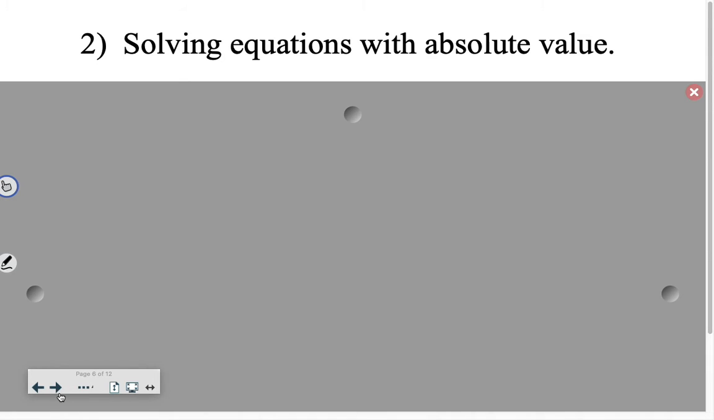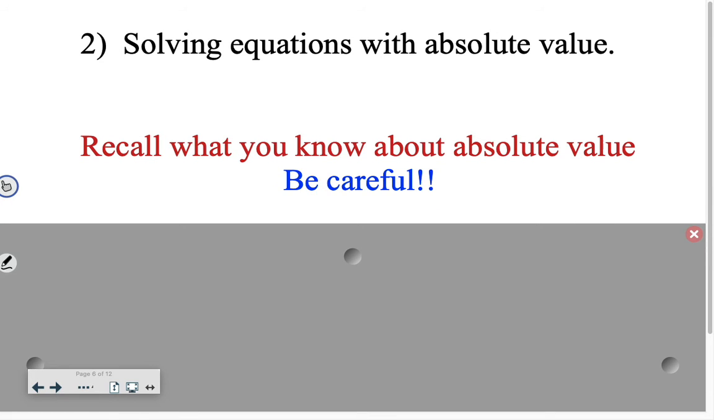Then we get into the second concept that we're going to take a look at, which is absolute value. We're going to put 2 parts here. Solving equations with absolute value. And we'll talk in just a second, recall what you know about absolute value. So first question, what is absolute value? What do you know about it?